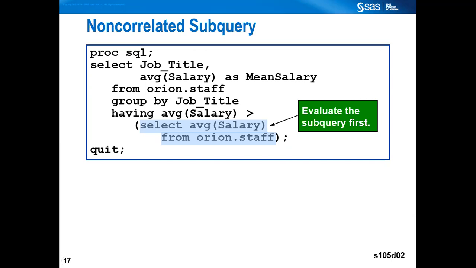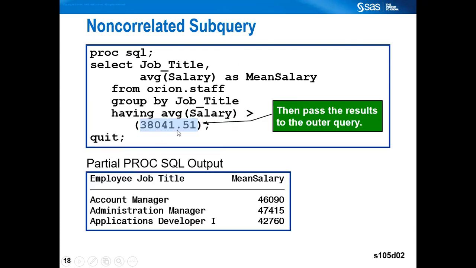So how does this non-correlated subquery work? It will first evaluate. It will calculate its average salary, which is this, and pass it on to your outer query. So you get the report where you got all the employees with job titles who are earning greater than the average salary of the company as a whole.